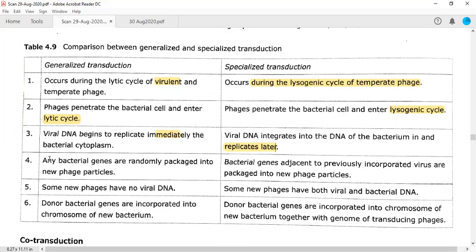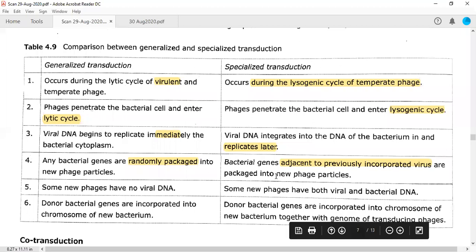Any bacterial genes are randomly packaged into the phage particle in generalized transduction, but in specialized or restricted transduction, only the adjacent genes present next to the previously incorporated virus are packaged into the new phage particles. For example, the galactose fermentation gene or the biotin synthesizing gene. In generalized transduction, the new phages have no viral DNA, as we have seen that when these phages are assembled inside the bacterial cytoplasm, they can take up some fragments of the bacterial genome. Therefore, they do not have the viral DNA. This is very, very important. You need to note this line.